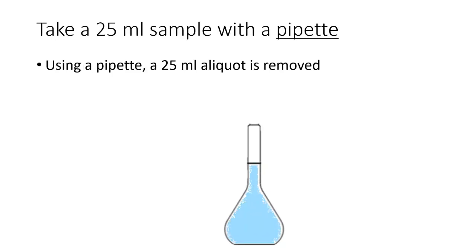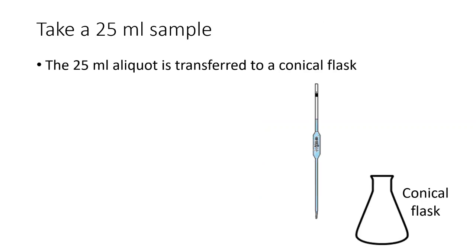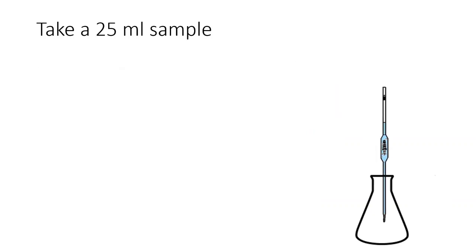So then what I do is I grab a pipette and I obtain a sample or an aliquot, a 25 mL sample or aliquot, and I remove that using the pipette. And the 25 mL aliquot or sample is transferred to a conical flask. So now I've got myself a 25 mL sample.